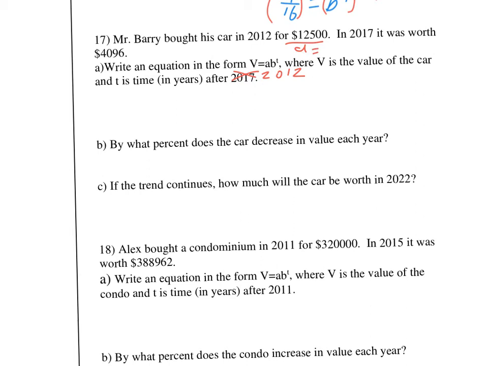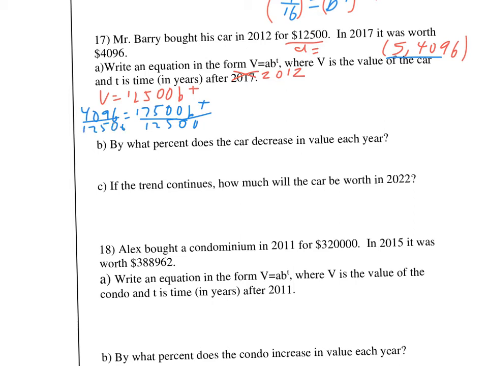And then it says in 2017 it's going to be worth $40.96. So I'm going to see that as a point. And since we're starting at 2012, I'm going to say that this is 5 years after 2012, and that's going to be $40.96. And so I know right away that I can write this as v equals 12,500 times b to the power of t. And then I can plug in my other point from up here. So that's going to be 40.96 equals 12,500 times b to the power of t. I'm going to go ahead and divide that by 12,500.